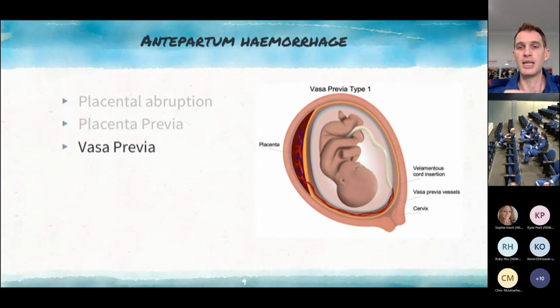So this presents as painless bleeding again, and it's usually very bright red bleeding. And the reason for that is because this is actually hemorrhage from the baby's circulation rather than the maternal circulation. And so even a small amount of bleeding can be very detrimental to the baby, and an urgent cesarean would be needed to save the baby's life. Fortunately, however, this is quite a rare thing.